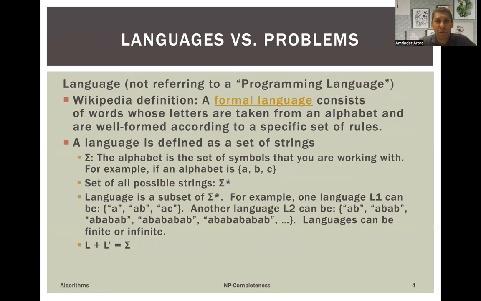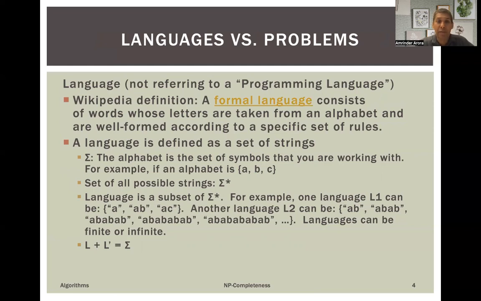Now, what does that refer to? Language is not related to a programming language as we might use in context of Java, Python, etc. Wikipedia definition is that a formal language consists of words whose letters are taken from an alphabet, and they are well formed according to a specific set of rules. So essentially, a language is defined as a set of strings, a subset of the strings that can be constructed from that alphabet.